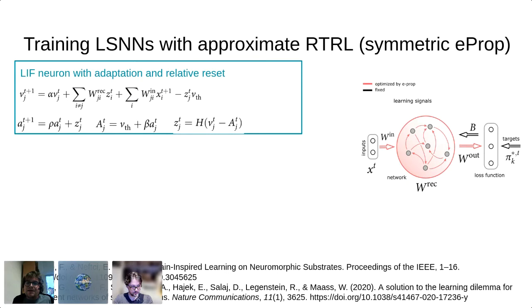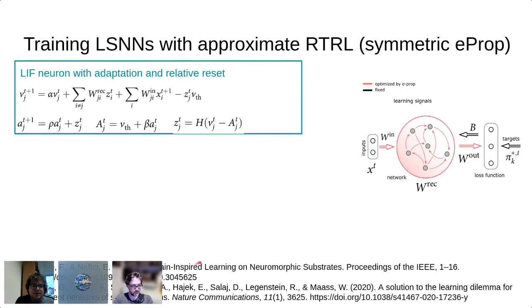A lot of people in previous talks have used backprop through time to train very similar networks to this. We're taking a slightly different approach. We're using an approximation of real-time recurrent learning, specifically the eProp rule, which this awesome paper by Bellec, Scherr et al. from last year presented. And this is only one; there are lots of learning rules that do the same approximation.